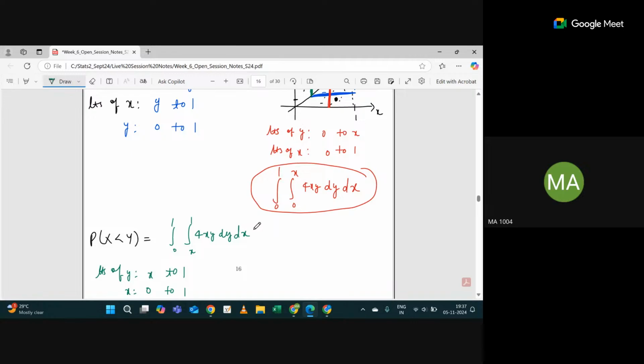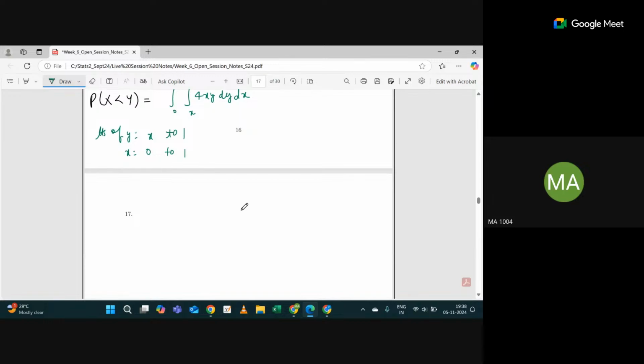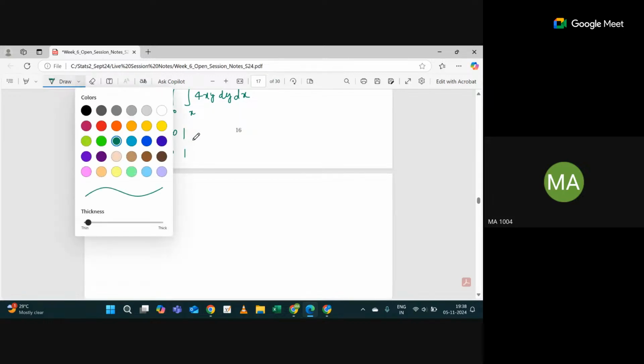Yes or no? Yeah. And if you want to do in reverse order, you can just reverse the integration, sir. Correct. So limits will get changed, right? That's it. Limits will get changed and dx dy will interchange. So one more question, let me solve and then we'll move to the next topic.